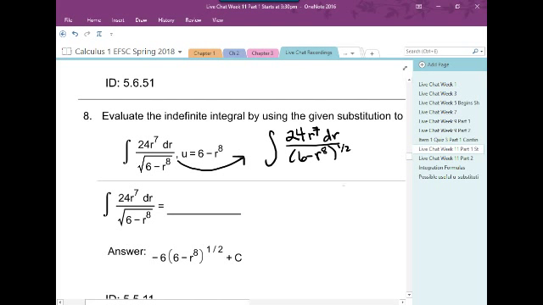So let's go ahead and see how we can do our u-substitution for this one. Again, we're given the clue to let u be 6 minus r to the 8th. So let's go ahead and find our differential du, which just means taking the derivative and slapping a dr on the end there. So the derivative of 6 is 0. The derivative of negative r to the 8th is negative 8r to the 7th. And then we're going to have dr.